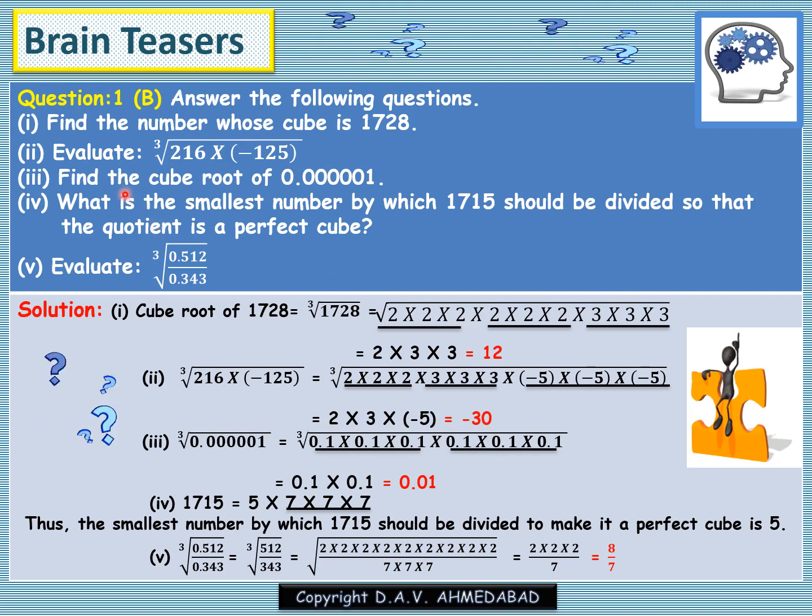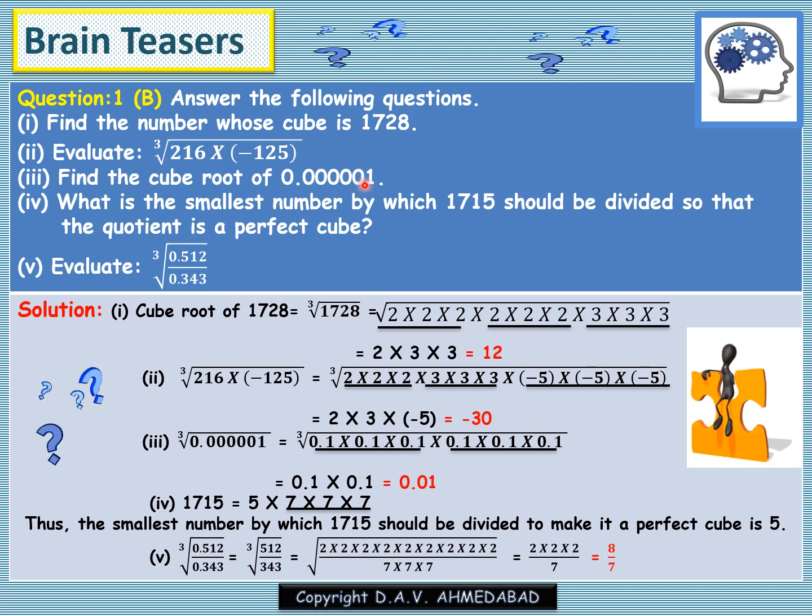Now find the cube root of 0.000001. How many digits after decimal, children? 6. So how many digits you will have in your answer, children? 1/3. So 1/3 of 6 is 2. So your answer will have 2 digits after decimal. So answer is 0.01.